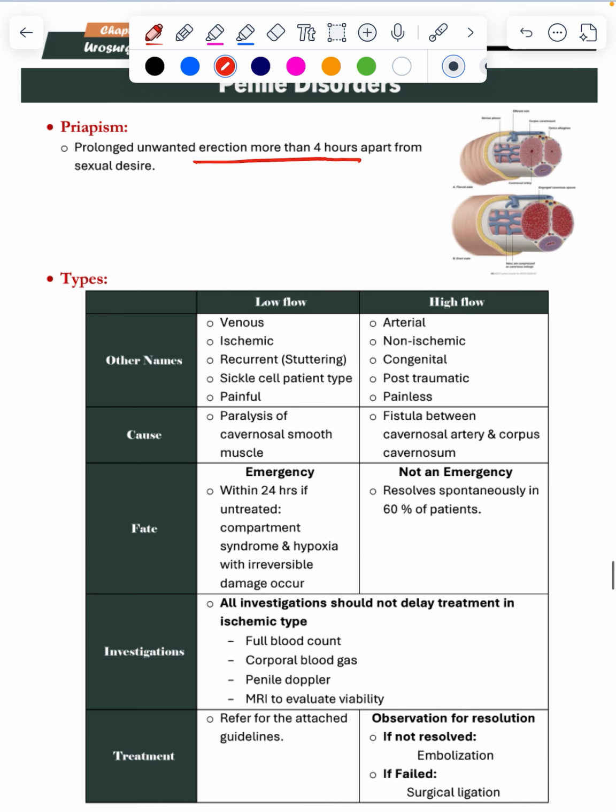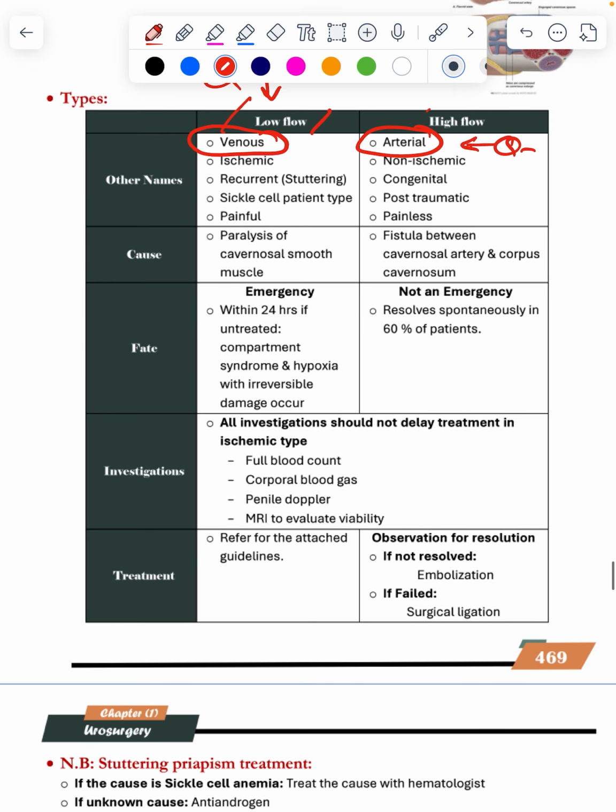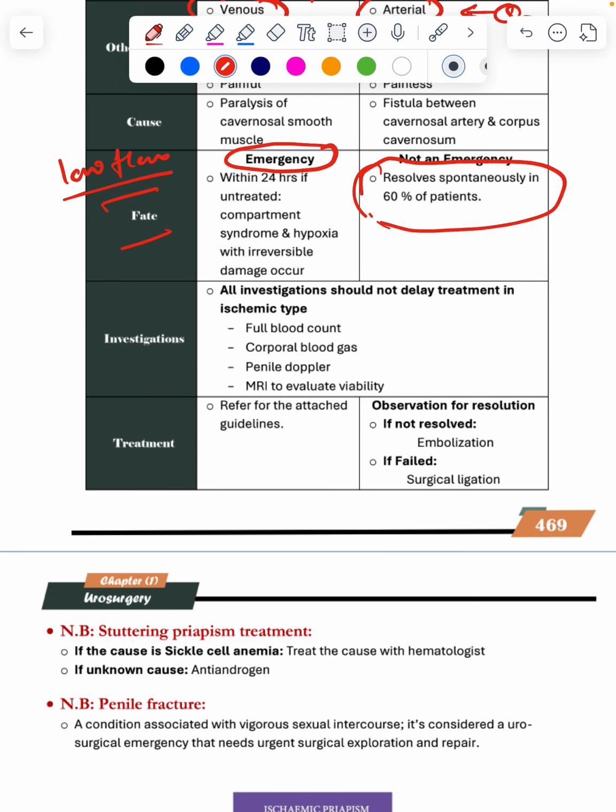Penile disorders, priapism more than 4 hours. Low flow, high flow. Low flow means it is venous. High flow is arterial. So the treatment, if emergency, is needed to prevent compartment syndrome. So this is an emergency. Low flow, venous, is an emergency, while high flow is a fistula, it resolves spontaneously. High flow. This is the paradox.